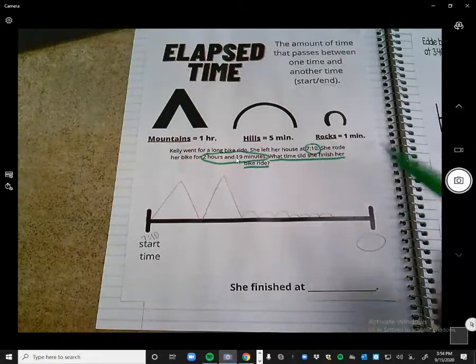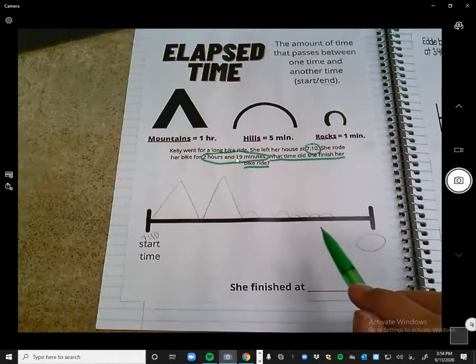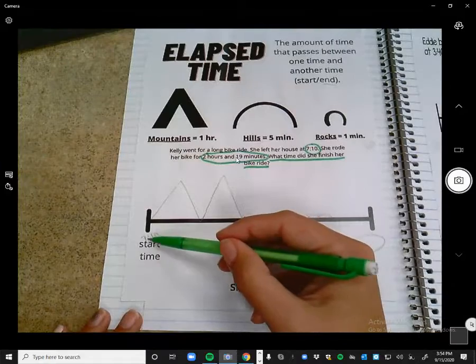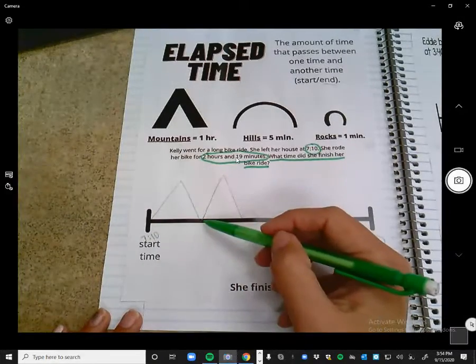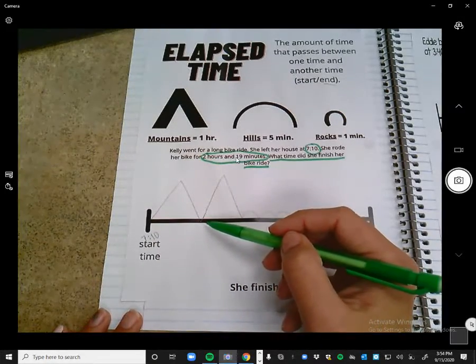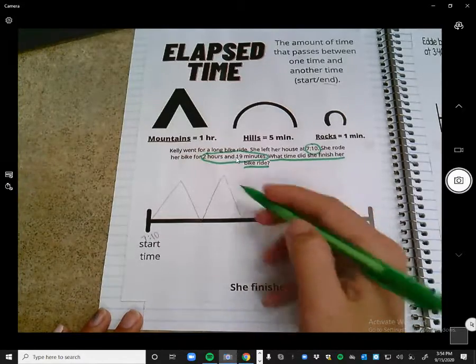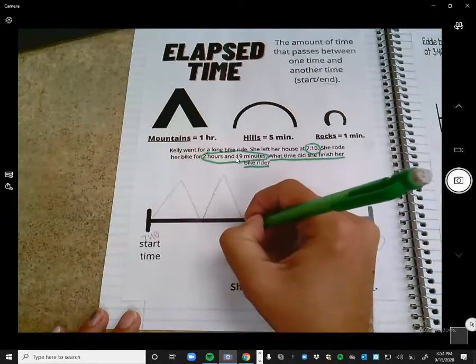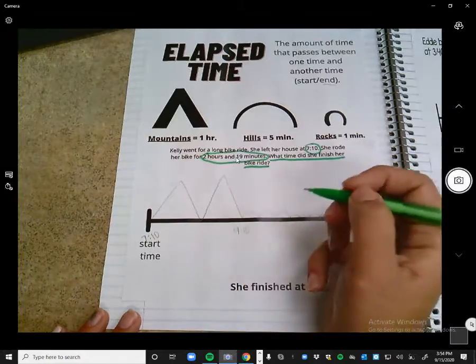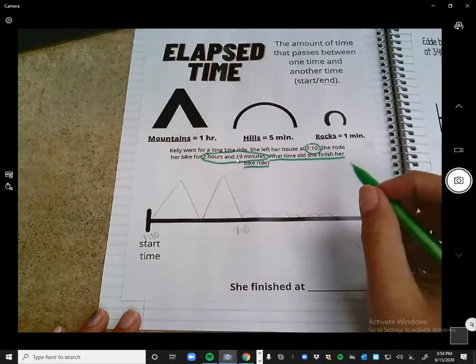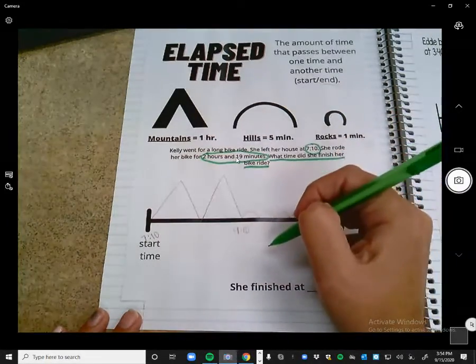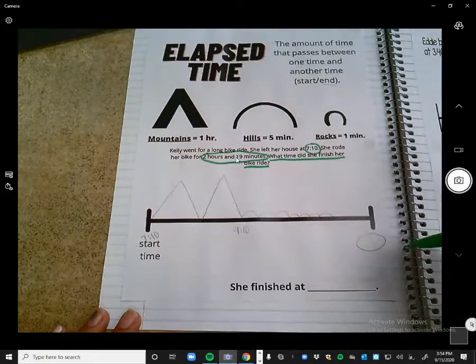So I like to count all of my hours first and then write down those times. So I know she starts at 7:10, and 1 hour would be 8:10, and another hour would be 9:10. So I write that underneath. If you want to write 8:10 in there, you can, but you don't have to. I like to kind of work ahead, but write down at certain points so I don't forget.